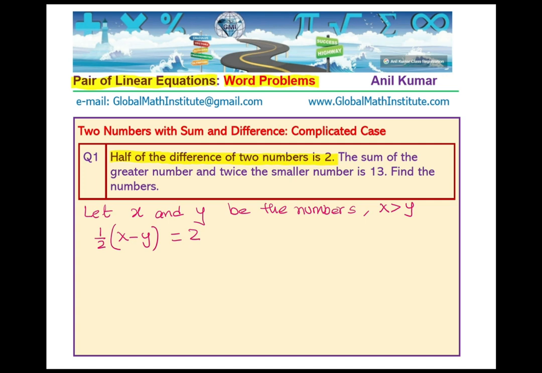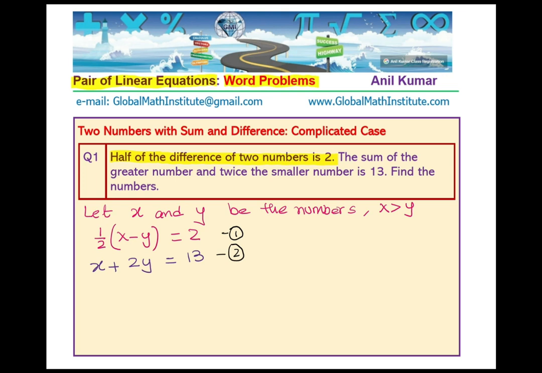So as soon as you get your equation, label it. So here's equation 1 for us. Second statement is: the sum of greater number and twice the smaller number is 13. So greater number is x. So the sum of greater number, which is x, plus twice the smaller number, which is y, right, is 13. So you get a second equation. We'll label this as 2.